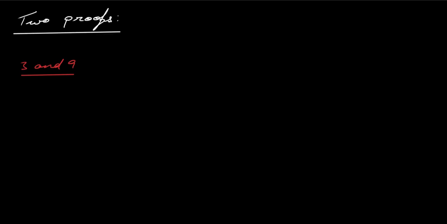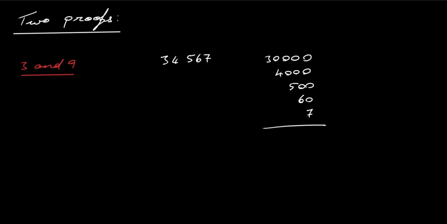So let's just look at an example first of a number. Let's take 34,567. If we take that number, it's made up of 30,000, it's made up of 4,000, it's made up of 500, it's made up of 60, and it's made up of 7. So if we were to add those numbers, we would just get 34,567. So this is the units, the tens, hundreds, and so on.